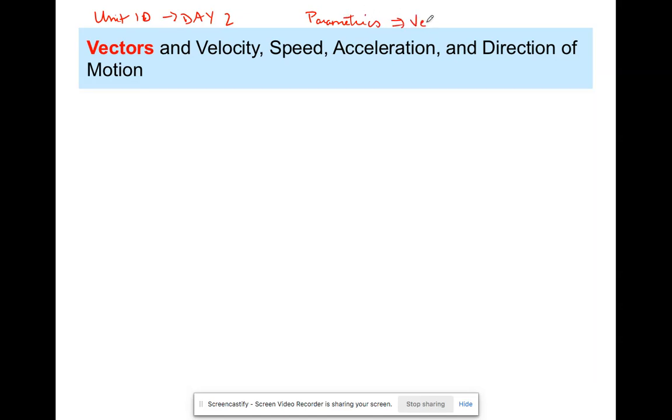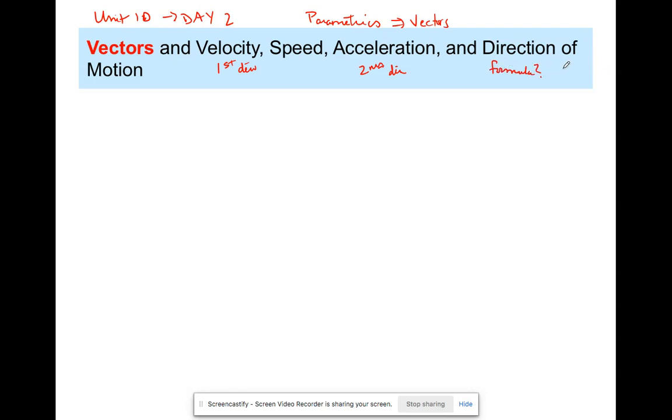Parametrics is related to vectors, right? They're really just different ways of writing the same thing. And then both issues, though, are getting time into the situation. So with vectors, velocity, again, is going to be a first derivative. Acceleration is going to be a second derivative. Direction of motion sometimes is a formula, and I'll talk about what that is.